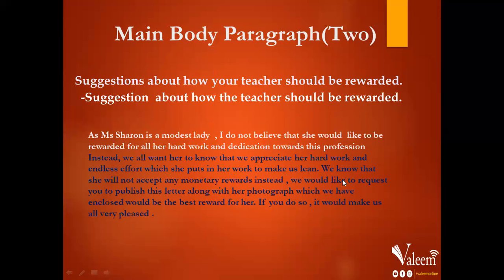Now, obviously, I need to add some more information, right? So, I'm going to add another body paragraph. That's my body paragraph number 2, that answers the third pointer of my question: suggestions about how your teacher should be rewarded. Suggestions, like you need to give some suggestions of how you want your teacher to be rewarded. Now, again, coming back to the question, first you had to tell about your teacher, then you have to describe how she has benefited you, and in the third paragraph you were supposed to write about how you want her to be rewarded.